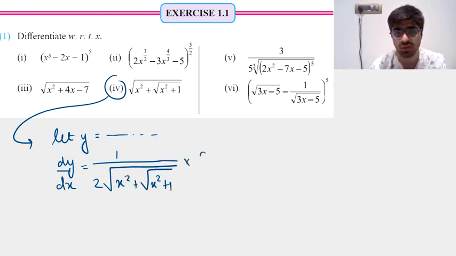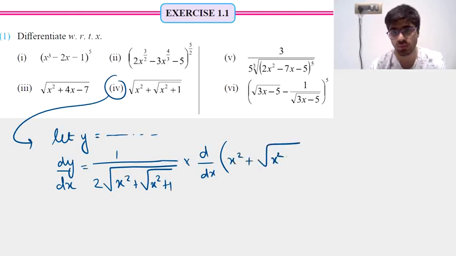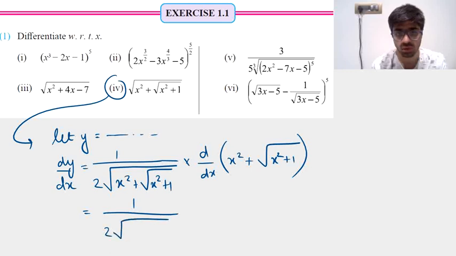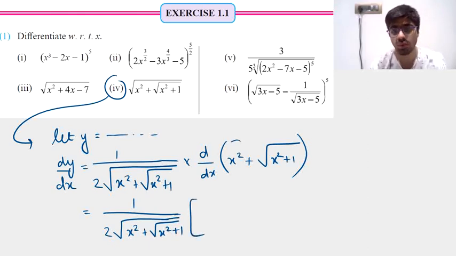You need to further multiply this with the d by dx of whatever came in place of x, and that was x square plus root over x square plus 1. So this is 1 upon 2 root x square plus root over x square plus 1, multiplied with the derivative of this, which is 2x, plus the derivative of this.